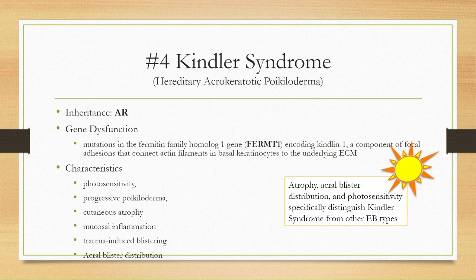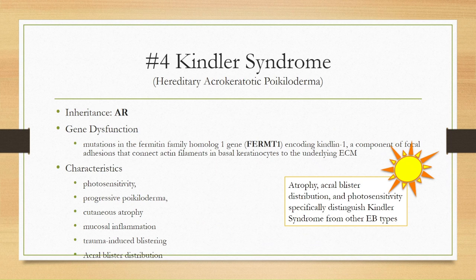Now, Kindler syndrome here is an autosomal recessive dysfunction, inheritance of a gene dysfunction called the FERMT1 gene, which encodes Kindlin1. And note here that there's some other characteristics that are more unique to this syndrome. The other name for it is hereditary acrokeratotic poikiloderma, which will help clue you into these other characteristics. So, photosensitivity, progressive poikiloderma, cutaneous atrophy, mucosal inflammation, trauma-induced blisters, and an acral blister distribution typically.